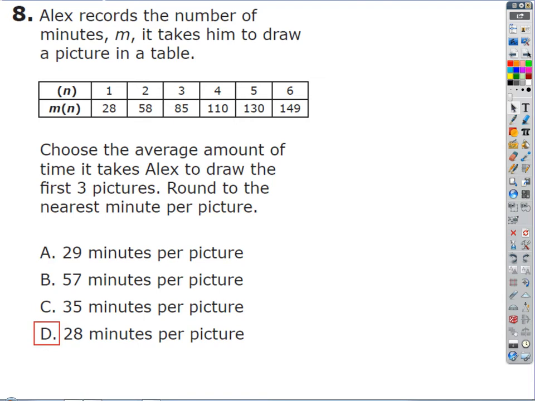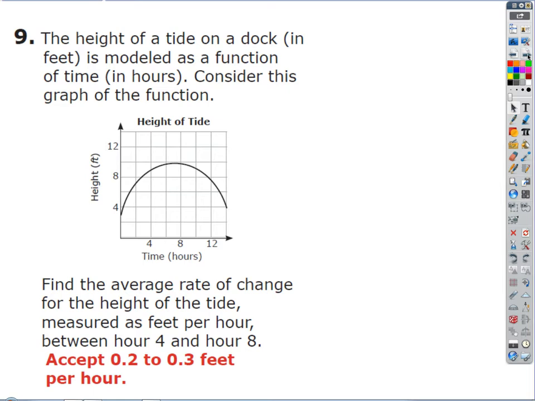Wait, I don't understand. It's not like you don't do the average part, it's already added up. Yeah, it's the full amount of time it took to draw 6 pictures. When he drew 6 in a row, this is when he drew 3 in a row, that's when he drew 2 in a row. So, choose the average amount of time it takes Alex to draw the first 3 pictures. Well, it took him 85 minutes to draw 3 pictures, so that works out to be 28 minutes per picture. 85 over 3. Yeah, I see it now. I don't think it's a very good question. I wouldn't worry about it.